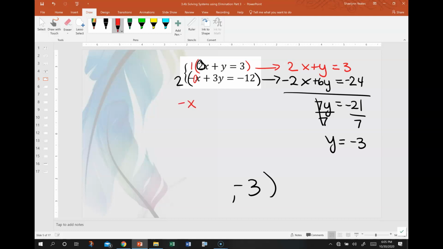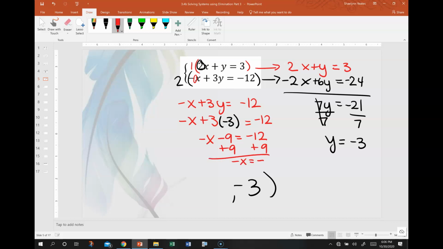So now I'm just going to take my negative 3 and plug it in for one of these. So my original equation here was negative x plus 3y equals negative 12. So if I'm going to plug in negative 3 for y, this would be negative x plus 3 times negative 3 equals negative 12. So right here I have negative x minus 9 equals negative 12. So if I add 9 to both sides, I get negative x equals negative 3. Divide both sides by a negative 1. My negatives cancel out on both sides, and I'm left with x equals 3.